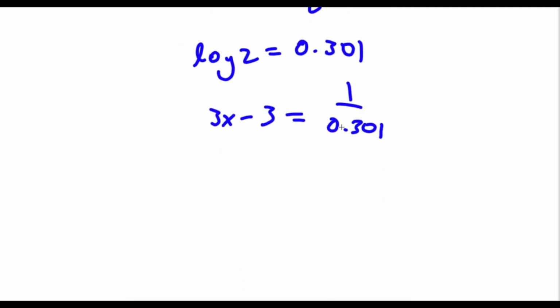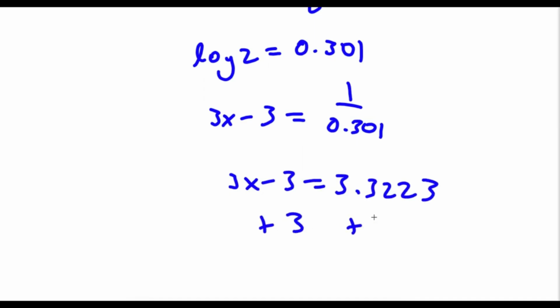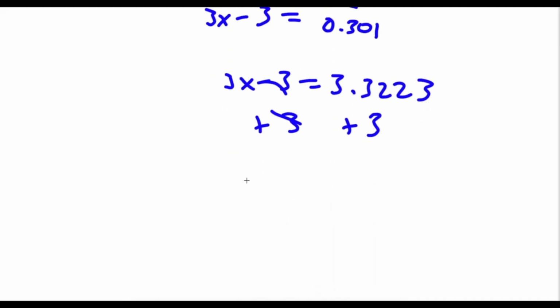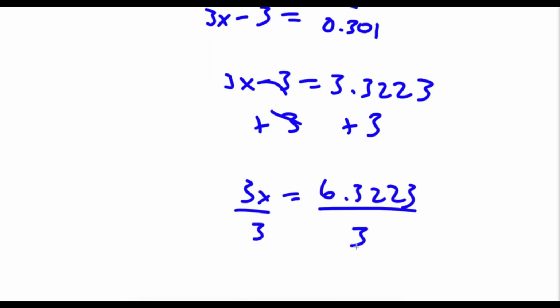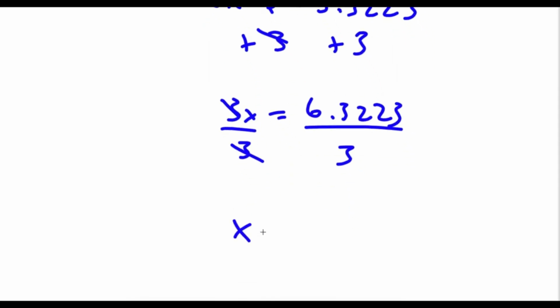Now 1 divided by 0.301, that is actually going to be 3.3223. Now if I add 3 on both sides, I get 3x is equal to 6.3223. Now I can divide by 3 on both sides, and I get x is equal to 2.1074.